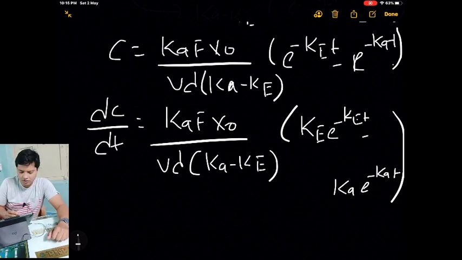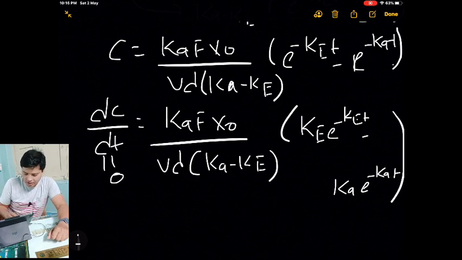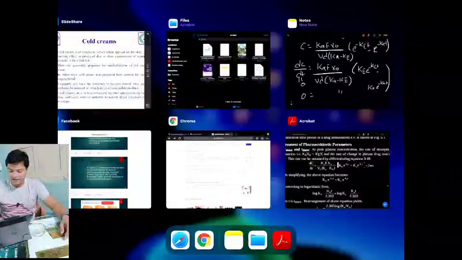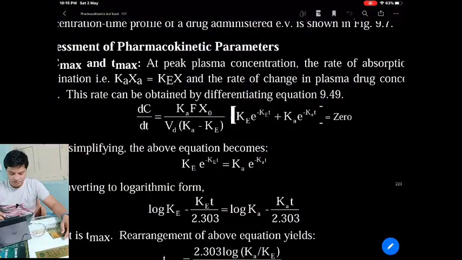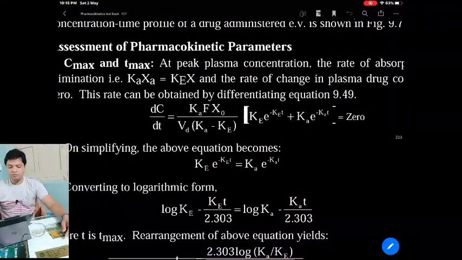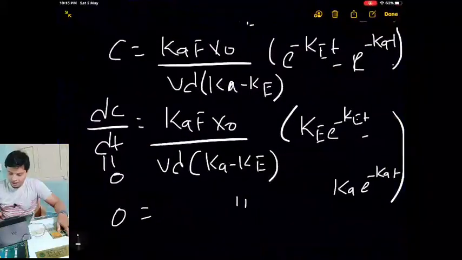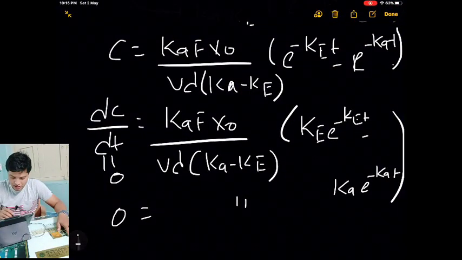The rate of change of drug will be 0, so we'll consider this as 0. So we'll write 0 here in the above equation. That's how this equation is represented in the case of Cmax. If you simplify the above equation, you will get this part because this one is 0.